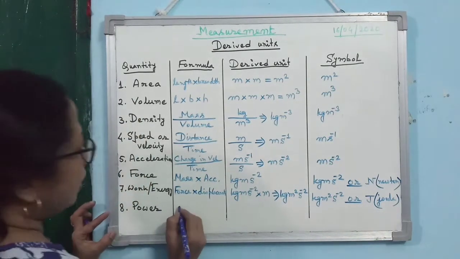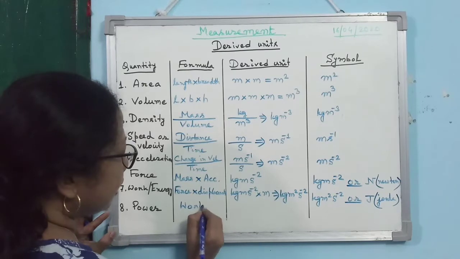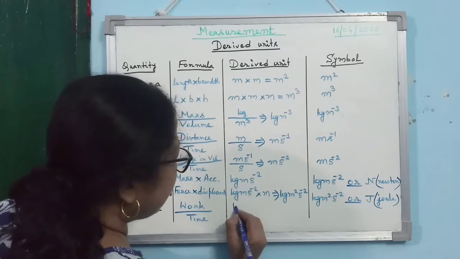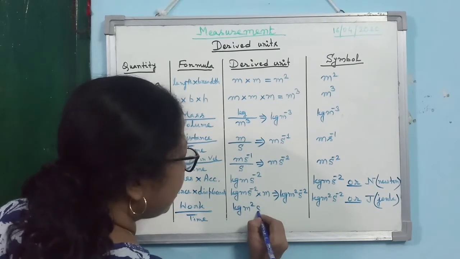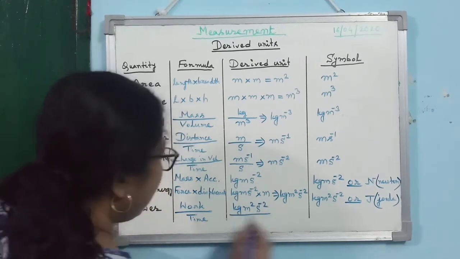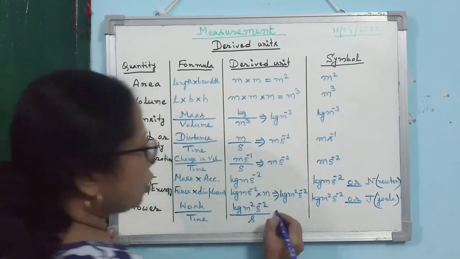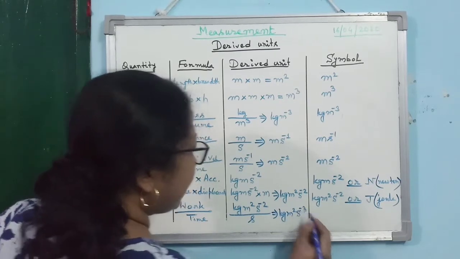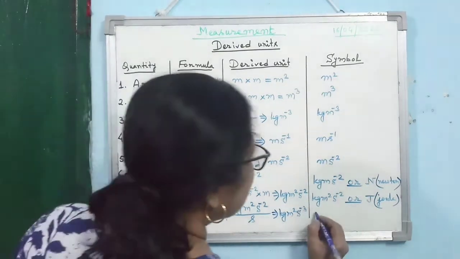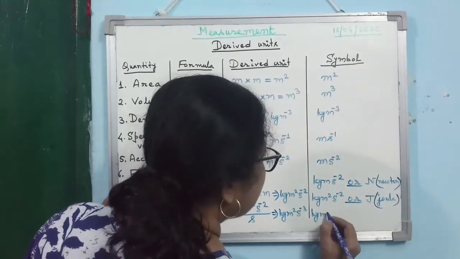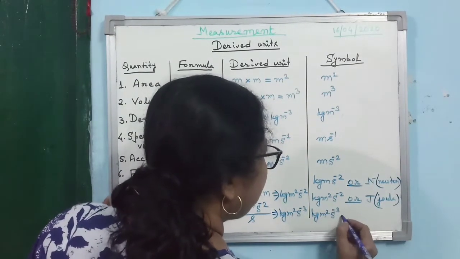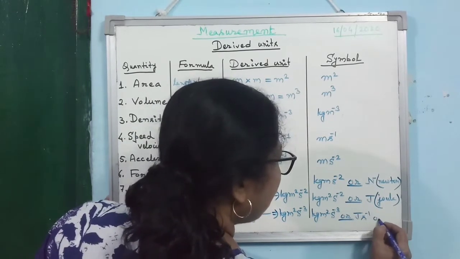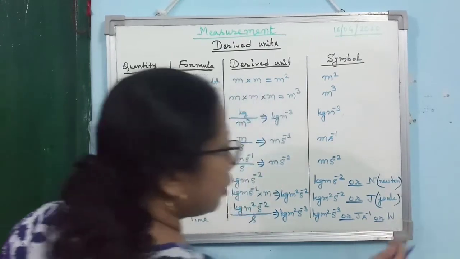Then next is power. Power we define as work done per unit time, so work divided by time. What is the unit of work? Kg meter square s to the power minus 2, divided by time again. So it comes to kg meter square s to the power minus 3, because again one s is there down. So you can write the symbol as kg m square s to the power minus 3, or you can write it as joule per second, or you can write it as watt, W-A-T-T.